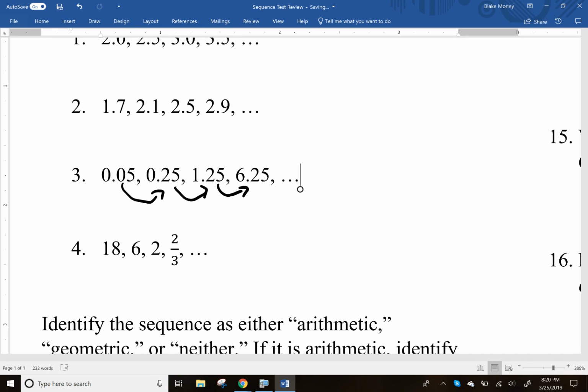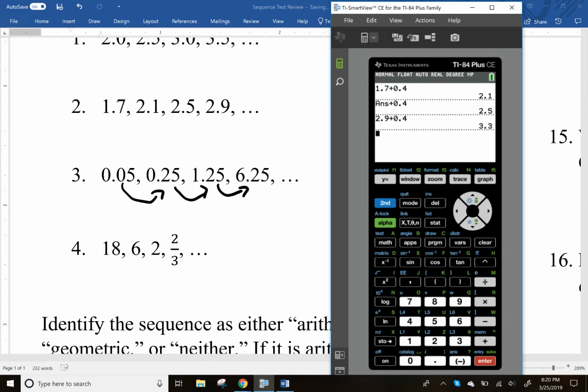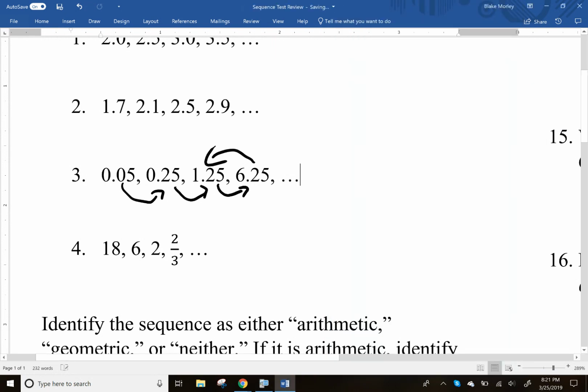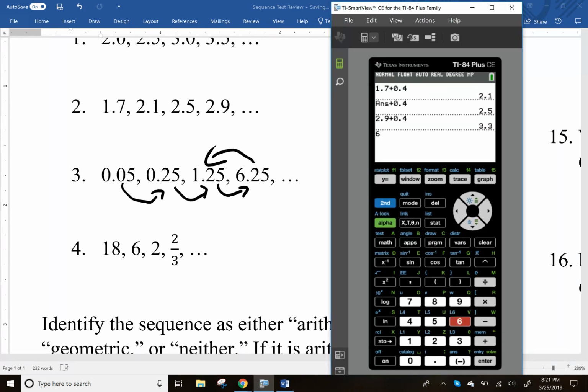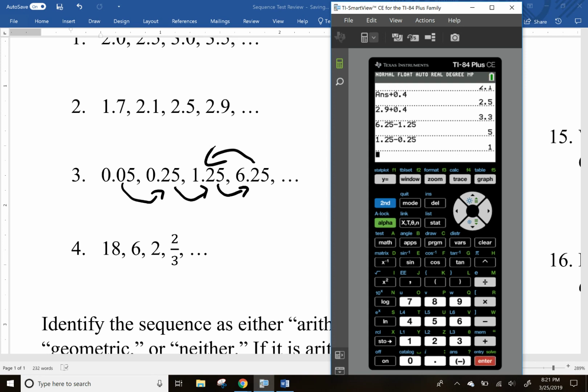But if I want to check, if I thought it was arithmetic, but I wasn't sure what I was adding every time, I would do the exact same thing I did in the previous problem, which is take these terms and subtract them backwards. So 6.25, for example, minus its previous term. 6.25 minus 1.25 is 5. Okay, and then doing it again for the next one, 1.25 minus its previous term, which is 0.25, and I get 1.